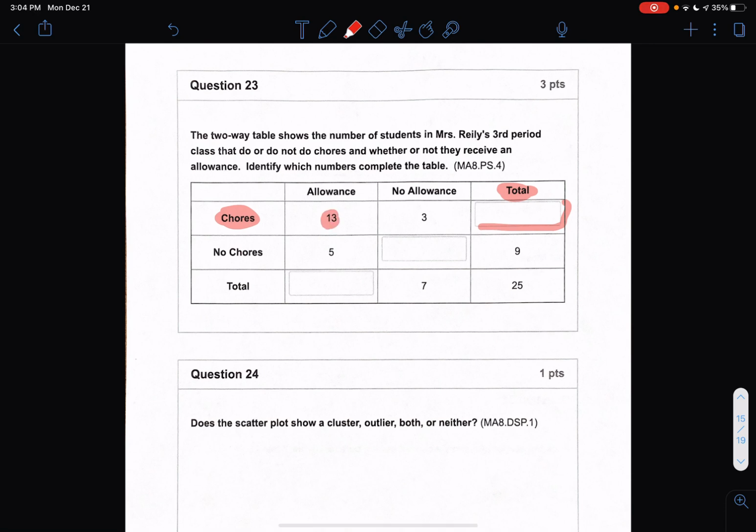Now I have 13 people that get an allowance that do chores and 3 that do not get an allowance and do chores. So if I add those two, I get the total amount. So 13 plus 3 is equal to 16.